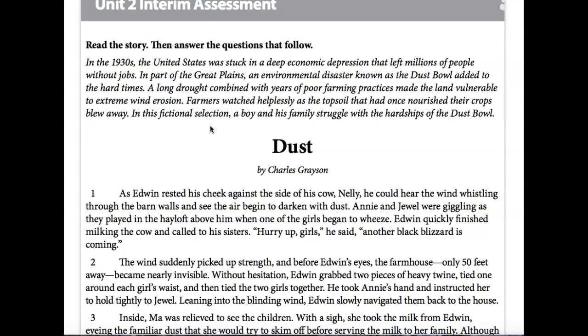All right, so we're going to read this story and answer the questions. Now, the story is historical fiction, which means it's a made-up story, but it was based on facts and history.